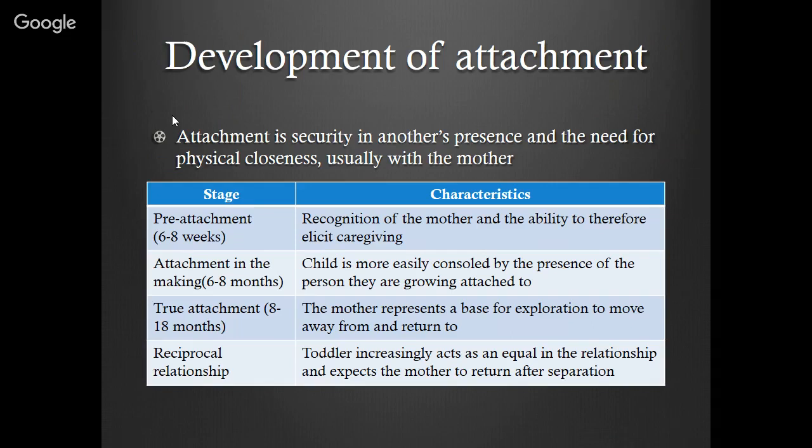Yeah, so then next you go on to attachment. That's again in a whole bunch of stages. So pre-attachment is, it's great because there's a lot of numbers which kind of go together here. Pre-attachment is basically just when the baby can recognize its mother. Then attachment in the making is when they're getting more used to them. True attachment is where they use the mother as a home base. They'll go away for 10 meters and they'll be like, oh, I don't like it, and come back. And then reciprocal is where they start being really difficult because they're 2 or 3 years old and they know they want things.